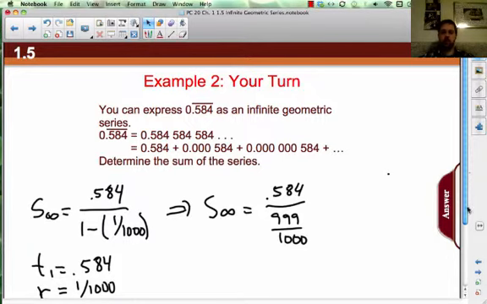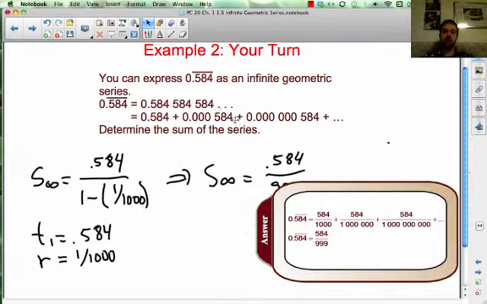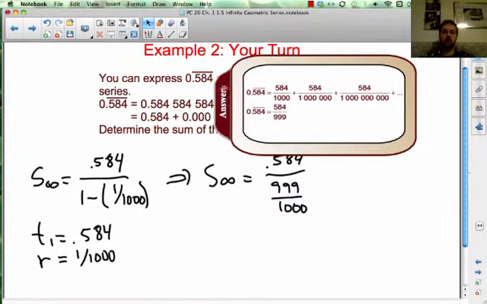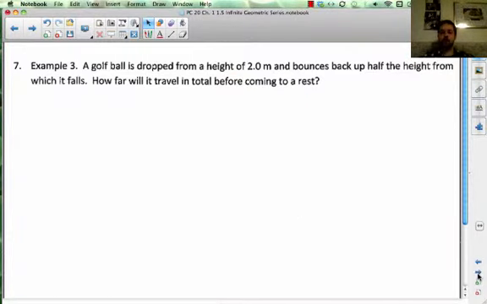So here's your solution. Now, I've indicated the term 1 and the common ratio is 1 over 1,000. You can verify that by plugging it into your calculator, and therefore your answer is this. So we get to here and we divide, so multiply by the reciprocal, so 5.584 times 1,000 is 584, and divided by 999. There you go. Okay, one last example and then we'll call it quits.